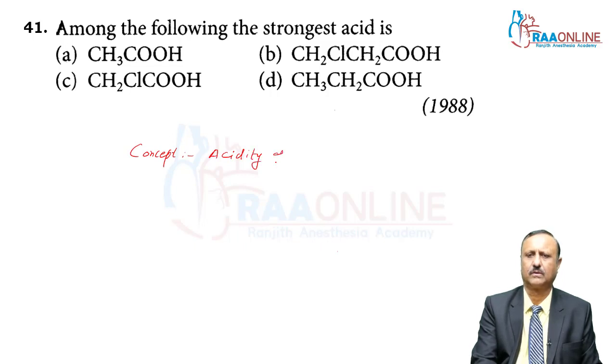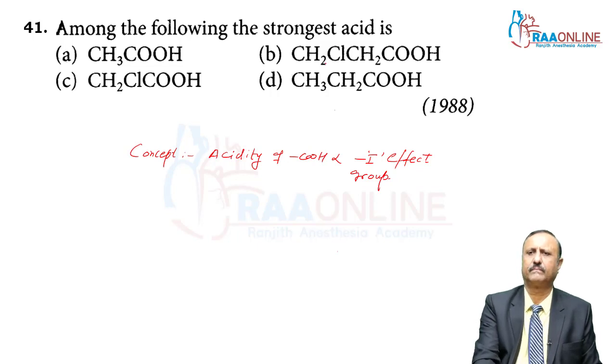The acidity of a carboxylic acid is proportional to the presence of groups with a minus I effect. If groups that produce the minus I effect are present in the compound, then those compounds give the stronger acids.